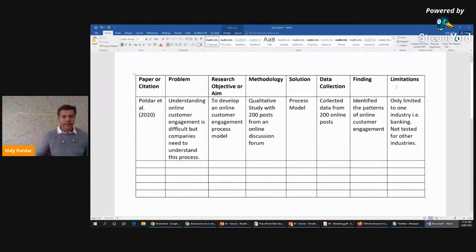So here, what you can see now is I have taken one paper, and from that paper, I have identified this information. So what is the problem? What is their research objective? What methodology did they use for the research? What solution did they come up with? What was their contribution?